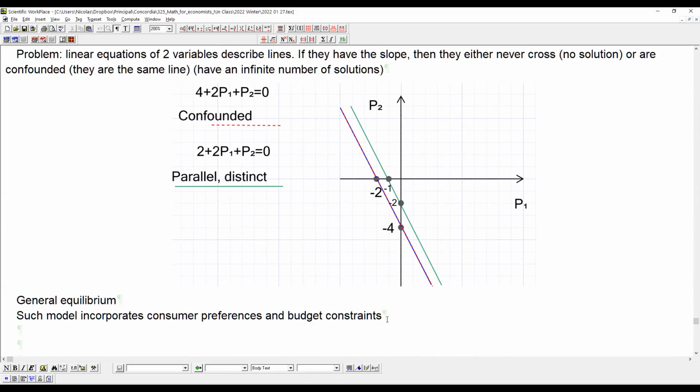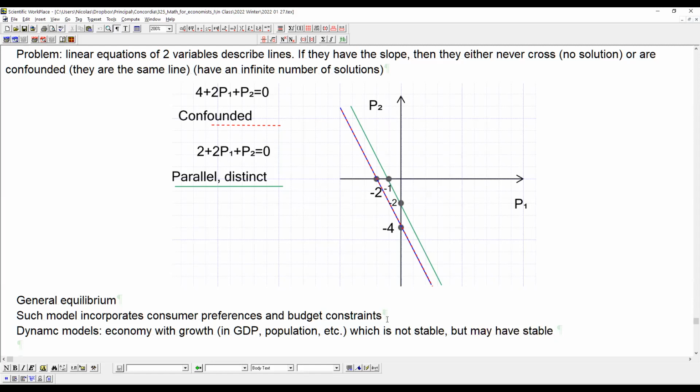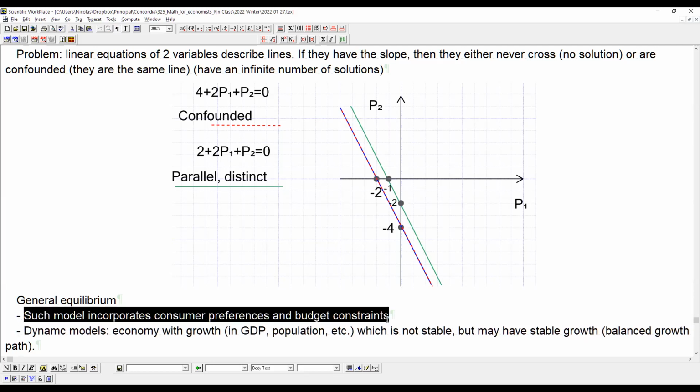And I could have also dynamic models, which have an economy with growth, so GDP, population, etc., which is not stable, but may have stable growth, which we call balanced growth. So these we're not touching now.